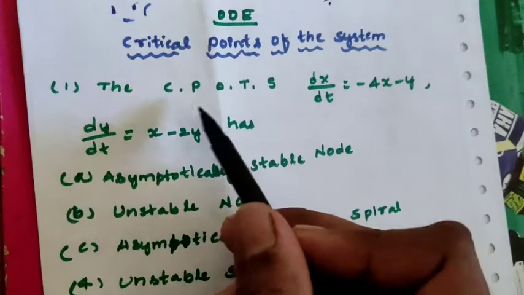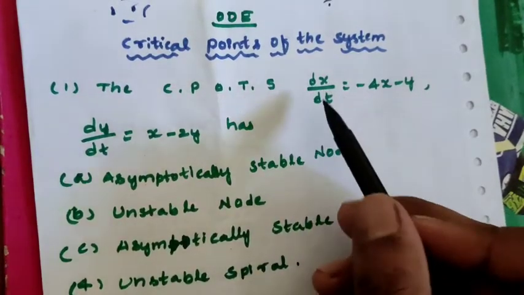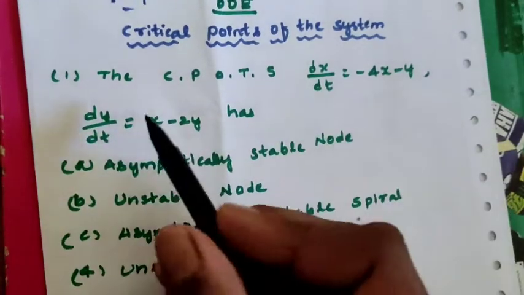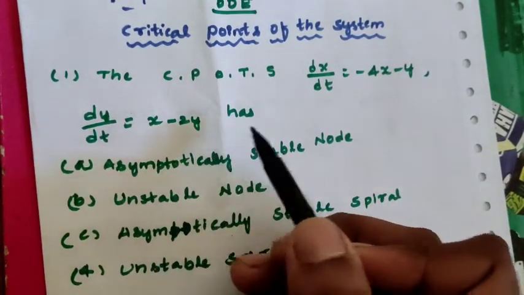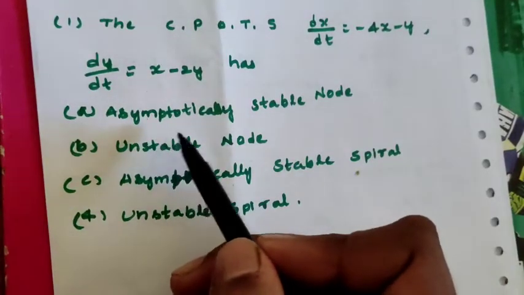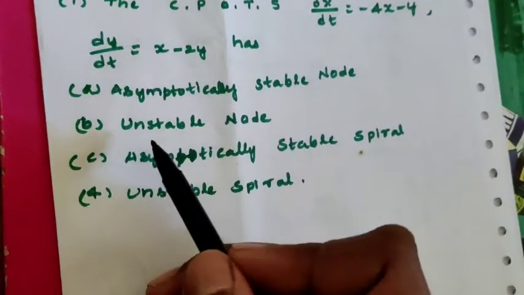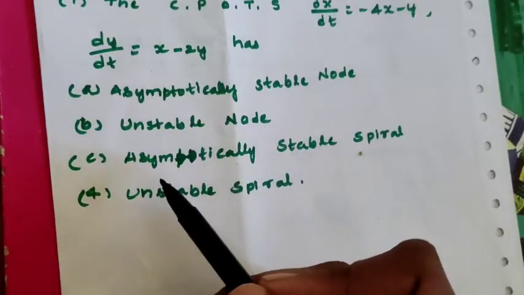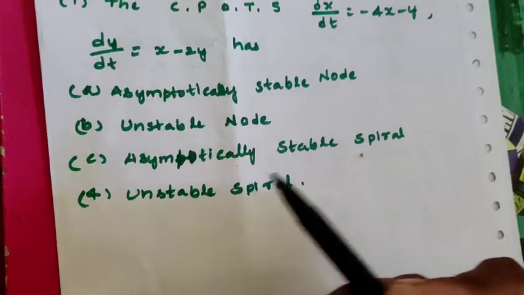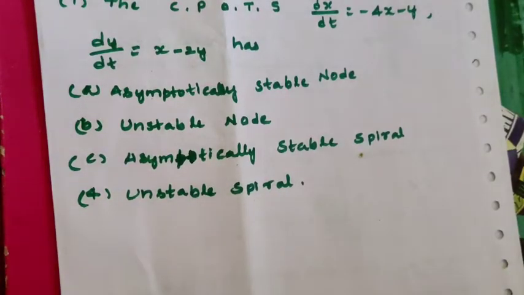The critical points of the system dx/dt = -4x - y and dy/dt = x - 2y. They have given four options. Option A is asymptotically stable node, option B is unstable node, option C is asymptotically stable spiral, and option D is unstable spiral. These are the four options.